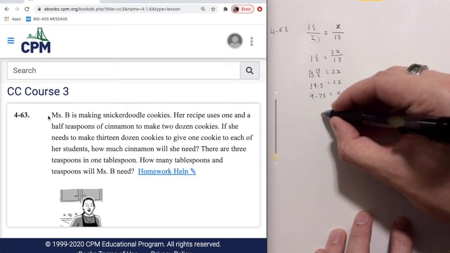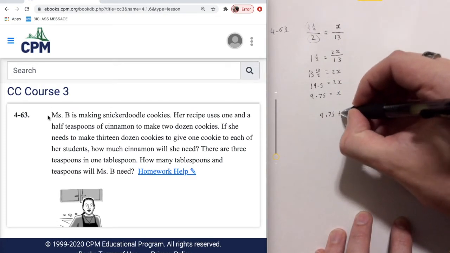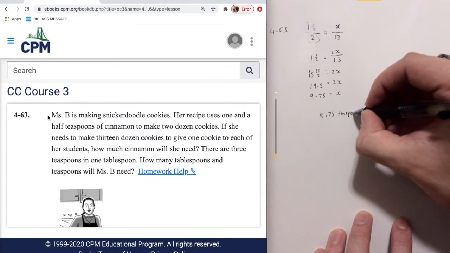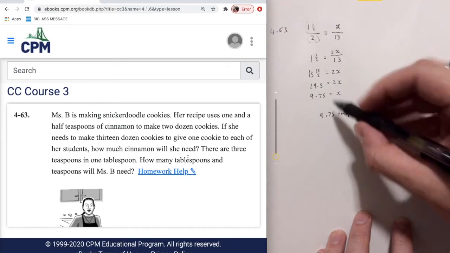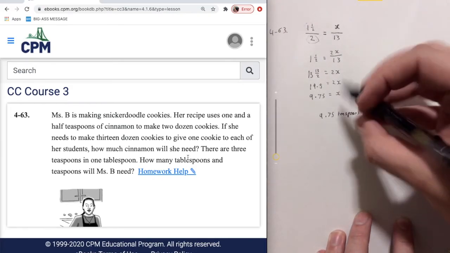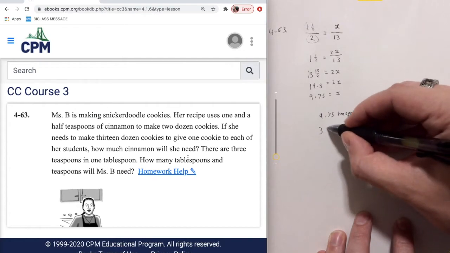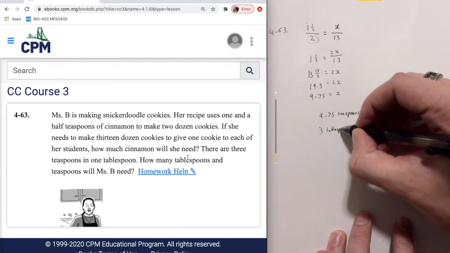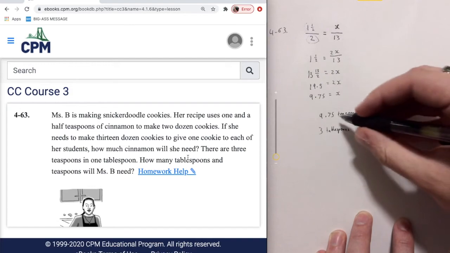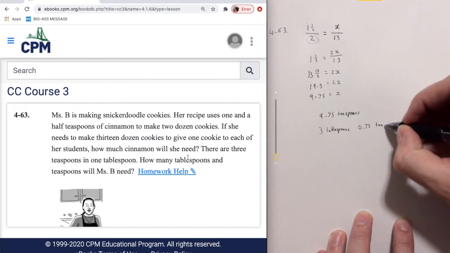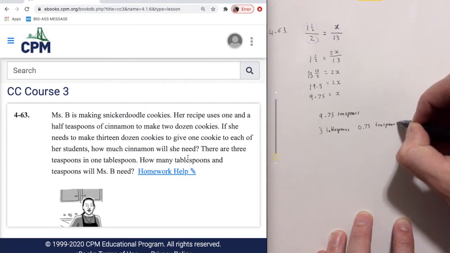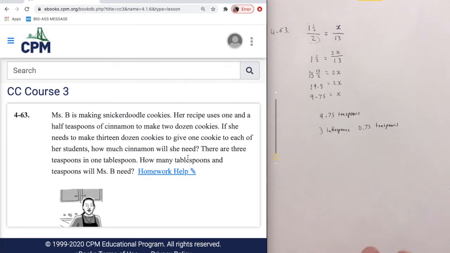So it's going to be 9.75 teaspoons. But it asks us to put it in tablespoons, knowing that it is 3 teaspoons to a tablespoon. So because we have 9 teaspoons, that can be 3 tablespoons. And we still have that 0.75 teaspoons, or that could be written as 3/4.